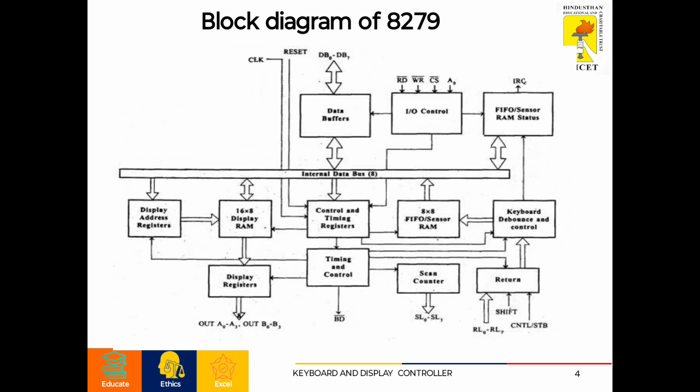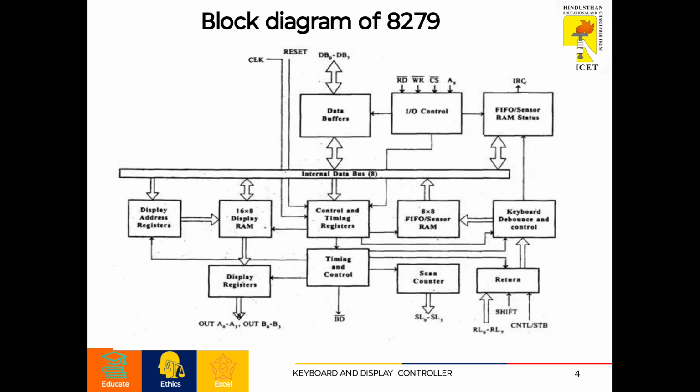Here, there are 2 operating modes in 8279. The first mode is 2 key lockout, the second one is N key rollover. 2 key lockout means if 2 keys are pressed simultaneously, only the first key is recognized. In the N key rollover mode, simultaneous keys are recognized and their codes are stored in the FIFO RAM. So again, 2 key lockout means if 2 keys are pressed simultaneously, only the first key is recognized. In N key rollover, simultaneous keys are recognized and their codes are stored in the FIFO RAM.